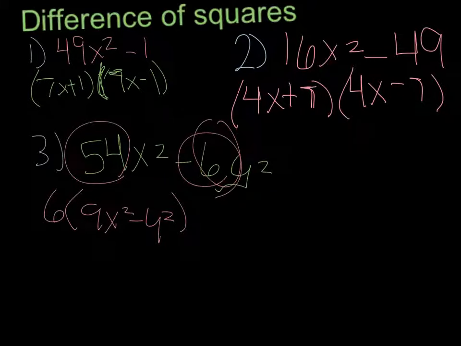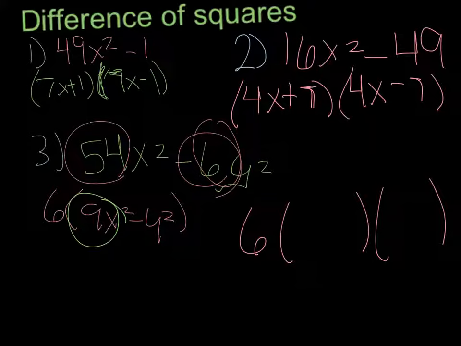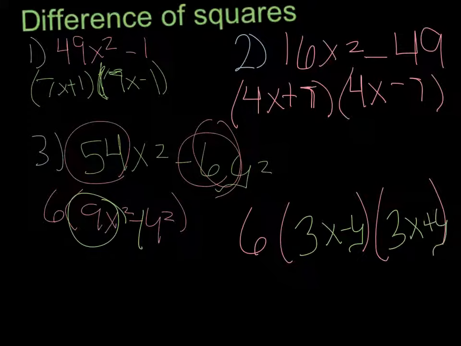Okay, now let's factor, keeping the 6 out. We're going to have 6, and we're going to do the two parentheses since it's the difference of squares. Since 9 is a perfect square, we're going to put the square root of 9 into each of the parentheses. So the square root of 9 is 3, so we're going to put 3x in both. And then since we have y squared, the square root is just y. So we're going to do minus y and plus y. So then we're done. That's our answer.